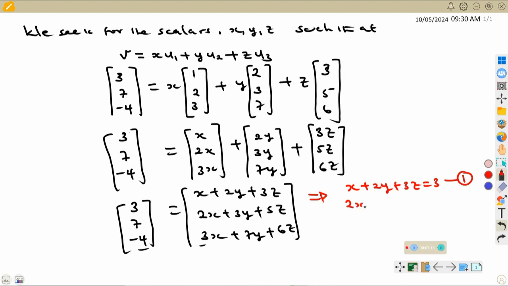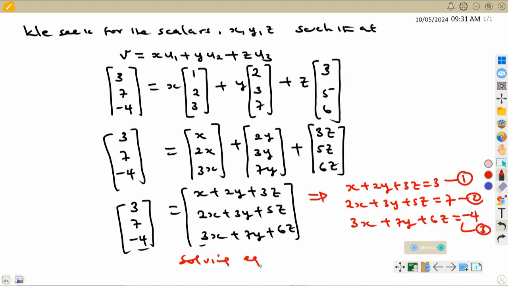We shall have 2x plus 3y plus 5z equaling 7. We shall have 3x plus 7y plus 6z equaling negative 4. This is equation 2. This is equation number 3. So we can easily solve equations 1, 2, and 3. Use any method of your choice and solve for these equations.